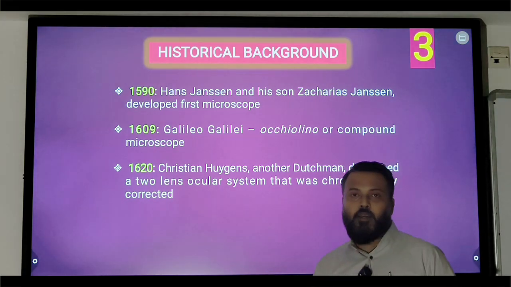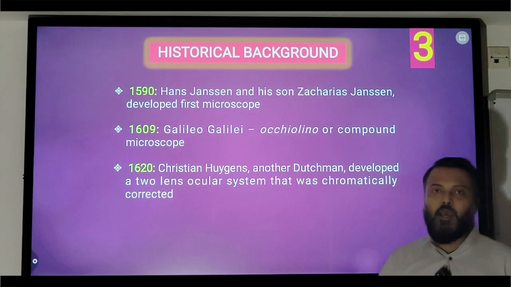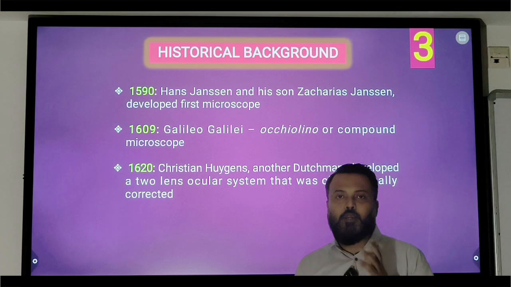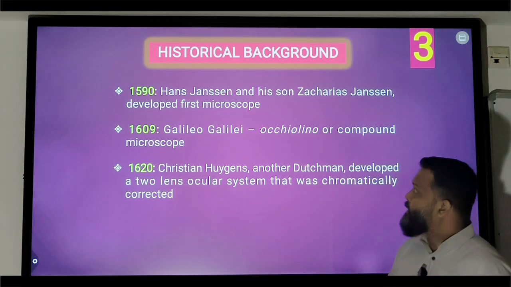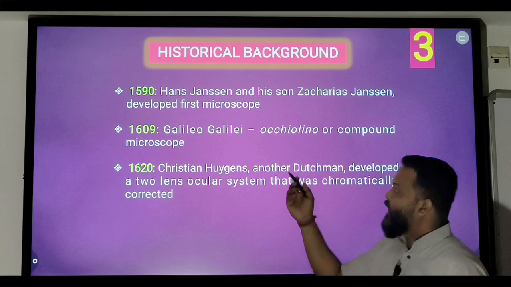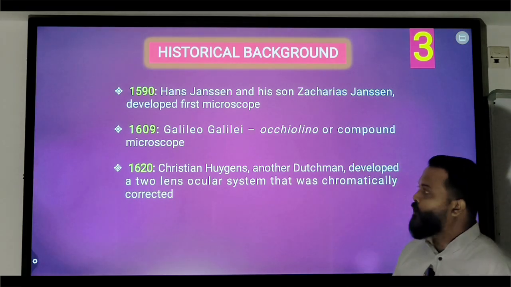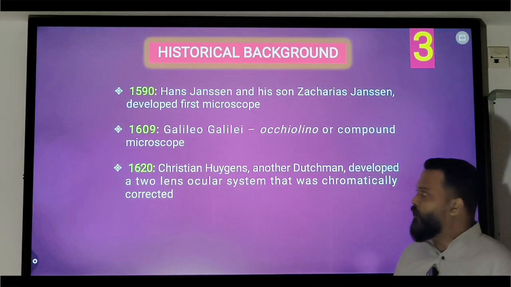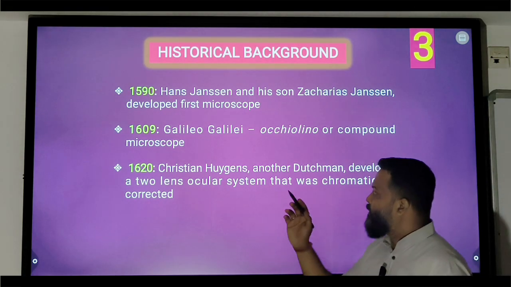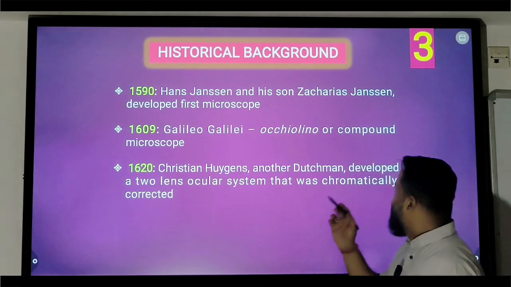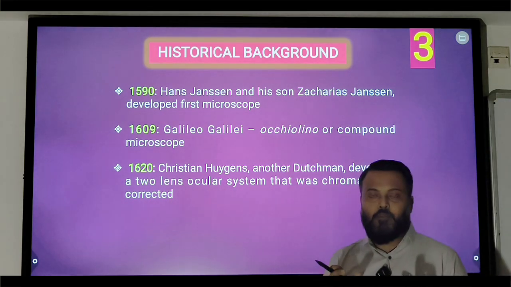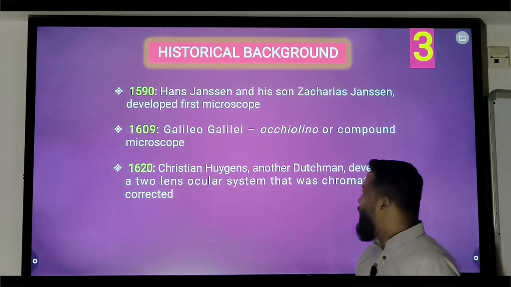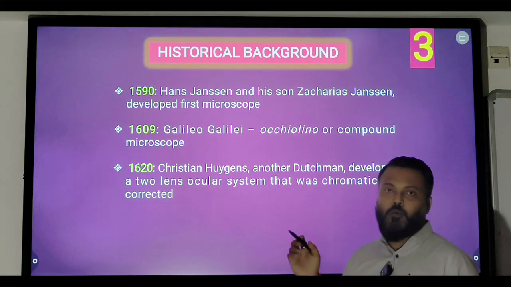So in 1590, Hans Janssen and his son Zacharias Janssen, two persons, were involved in the development of the first microscope. In 1609, another scientist, Galileo Galilei, developed the compound microscope. Thereafter in 1620, a Dutchman called Christian Huygens developed a two-lens ocular system. That means a microscope in which two eyepiece lenses were available, and which was later chromatically corrected.